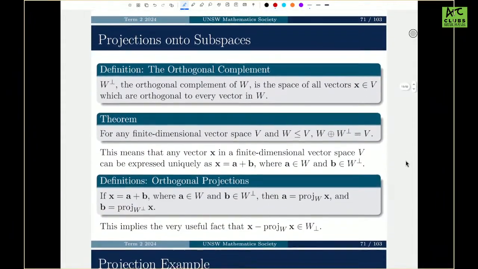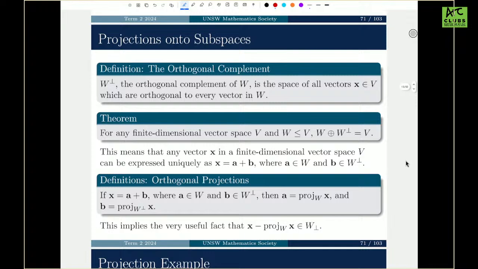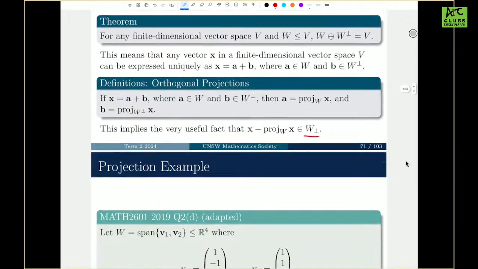So, yeah, this implies a very useful fact, since this was the property we were looking at before. If you have X minus the projection of X onto W, it'll be perpendicular to any vector in W. So the inner product would be 0. Hence, it has to belong to the orthogonal complement. So this is building on from that property that we used when we were looking at Gram-Schmidt. So yeah, it's very nice.